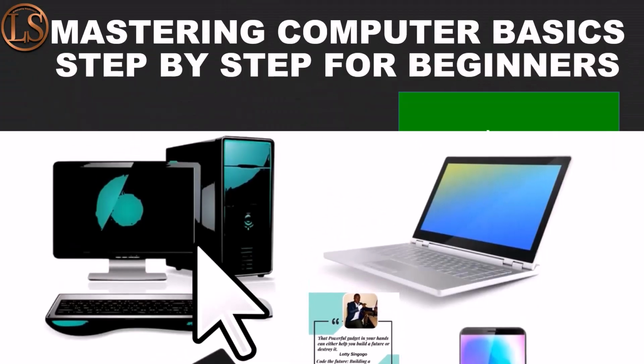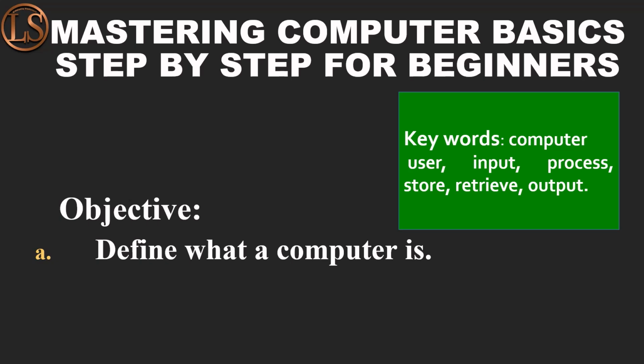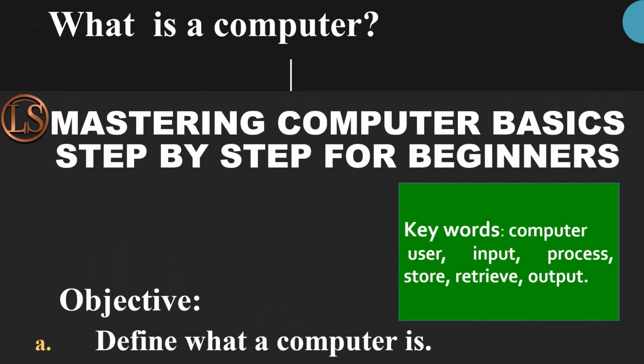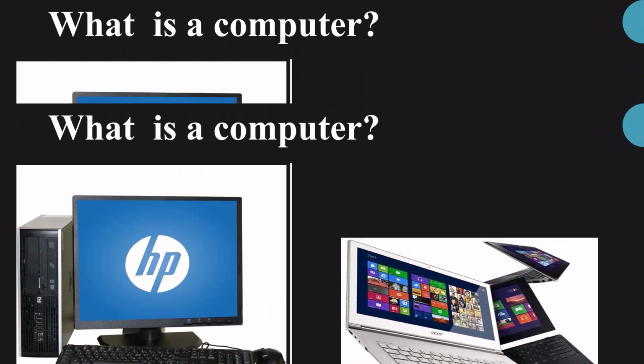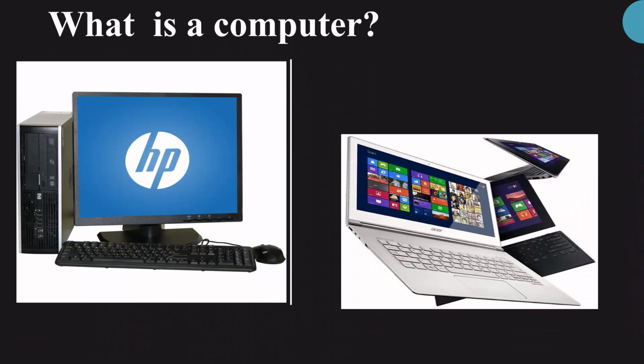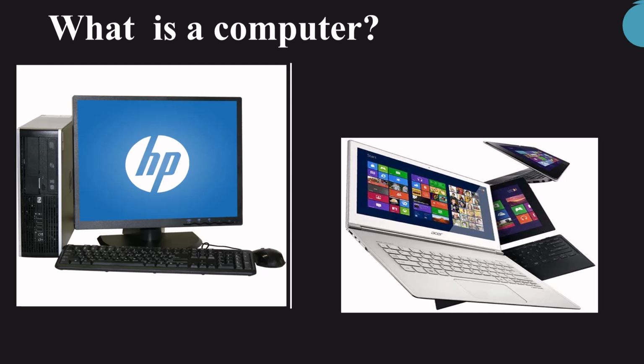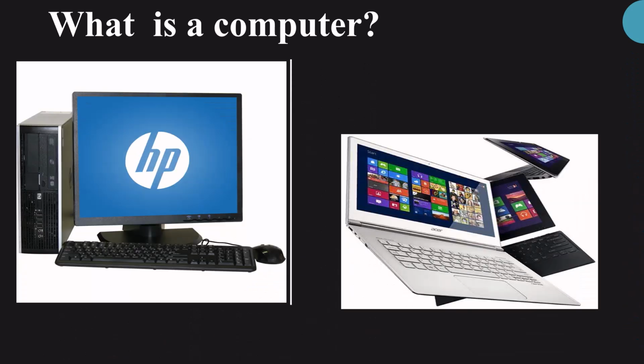Our goal today is very simple: to define a computer. Before we define a computer, here are a few important words you will hear. Number one, input, process, store, retrieve, output. Right. Having said that, what we need to define is a computer. Now, the pictures that you are seeing are simply examples of computers that you may have already seen. But something to take note of is that computers range from smartwatches, smartphones, laptops, tablets, to desktops.